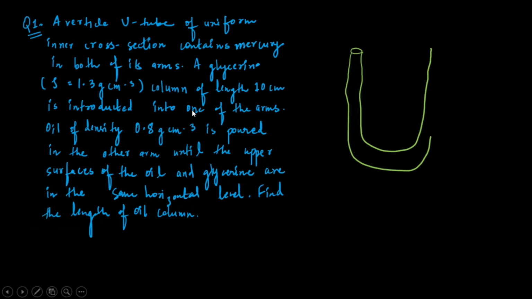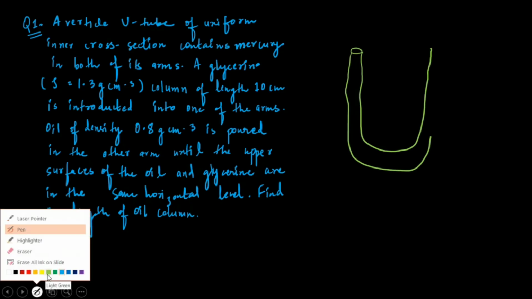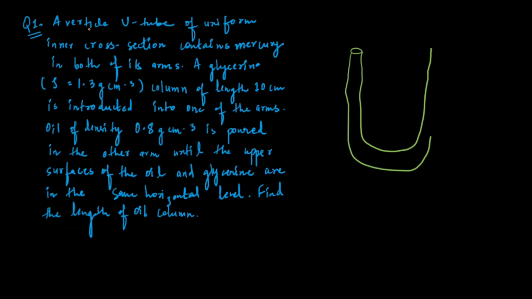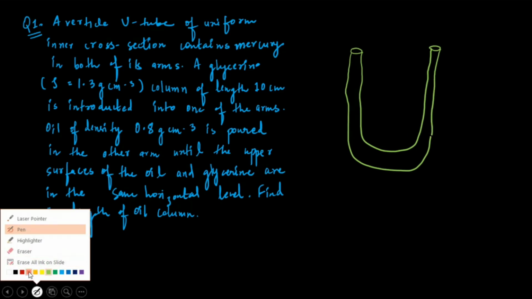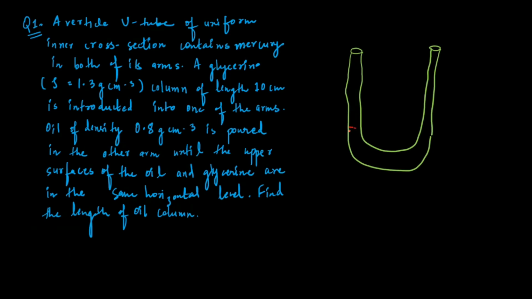You need to read the question quite well first. The question says the vertical U-tube of uniform inner cross-section area contains mercury in both its arms. I didn't read that. So what does it mean? It means that initially it has mercury, so we can assume that mercury is filled somewhat till here.